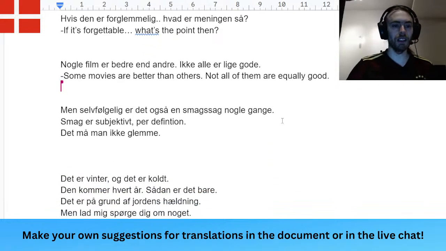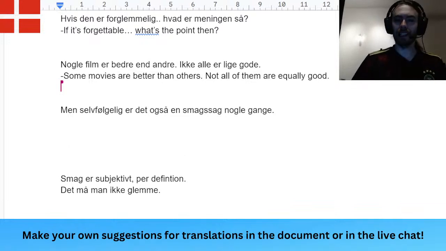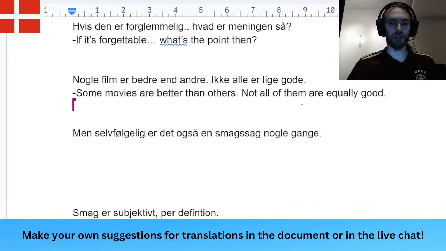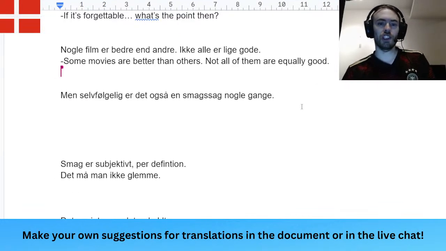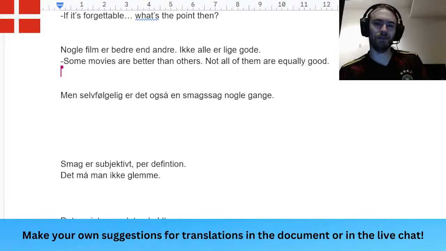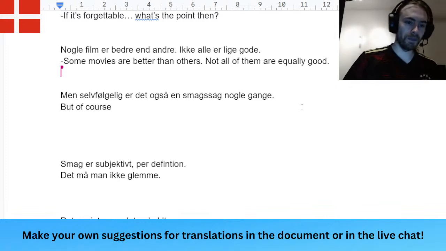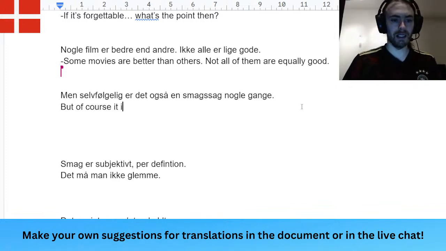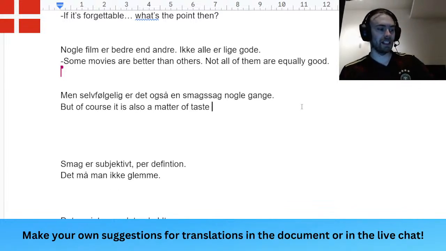Like that. Men selvfølgelig er det også en smagssag nogle gange. I can imagine this would be a challenge, at least for some of you. Let's zoom in a little bit. Looks better, right? Maybe not. What is smagssag? Selvfølgelig is, but of course, men selvfølgelig. Smagssag. It is also a matter of taste. Ikke? Smagssag. Matter of taste. Yeah, that's it.